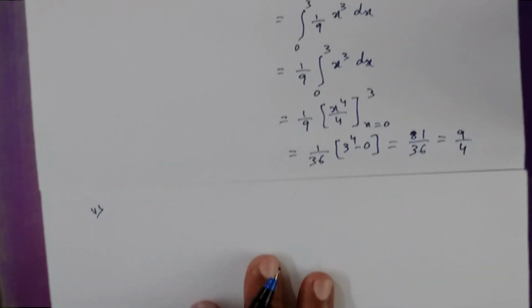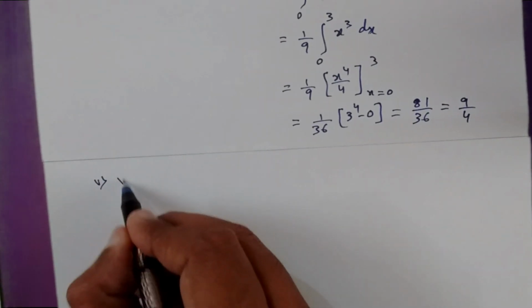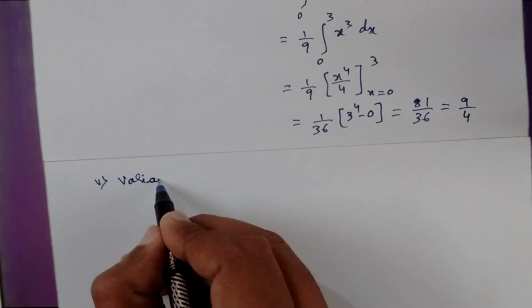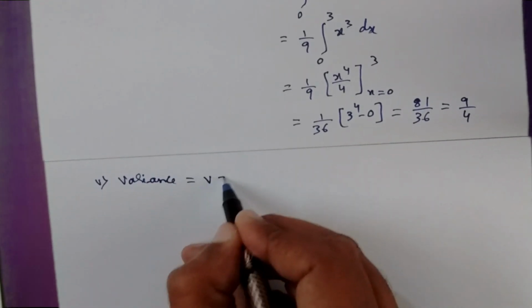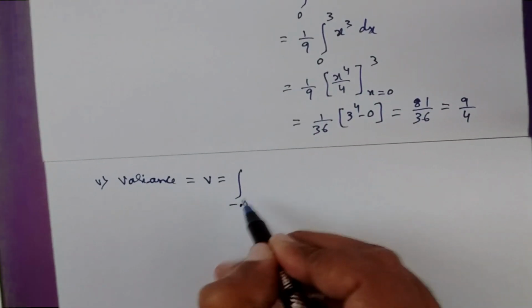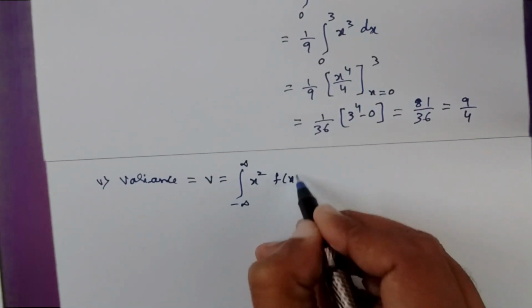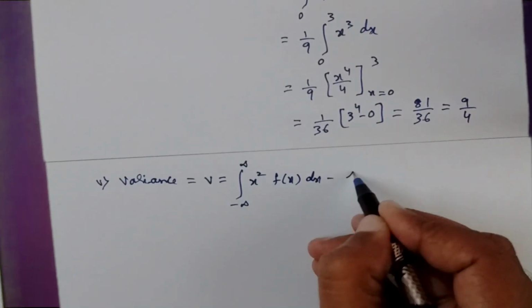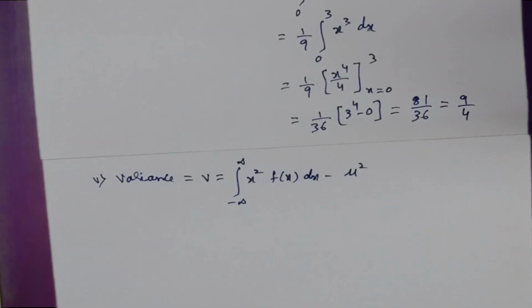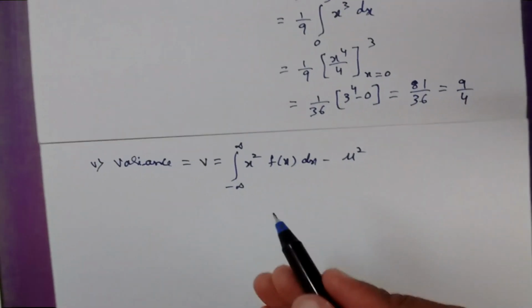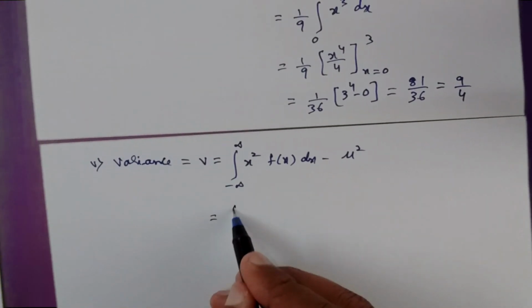Now fifth result, again check the question. The question is asking us to find out the variance. The variance V will be equal to integral of minus infinity to plus infinity x square f of x dx minus mu square. I have given you two formulas for variance. I am taking the second formula, which will be equal to integral.